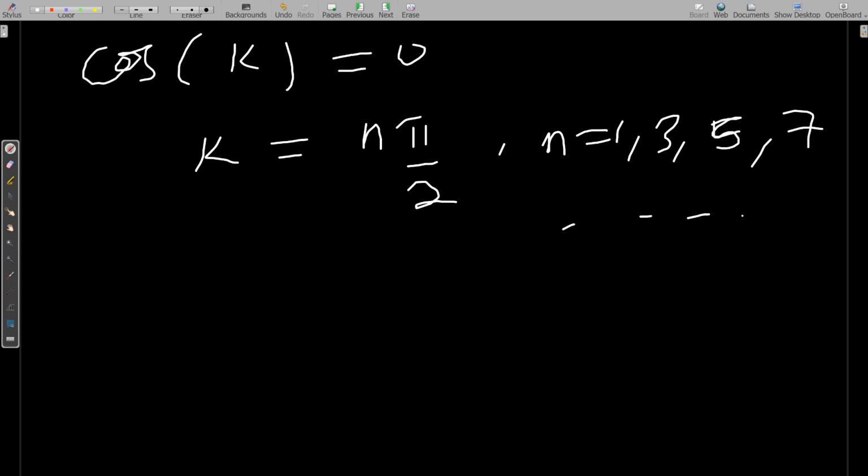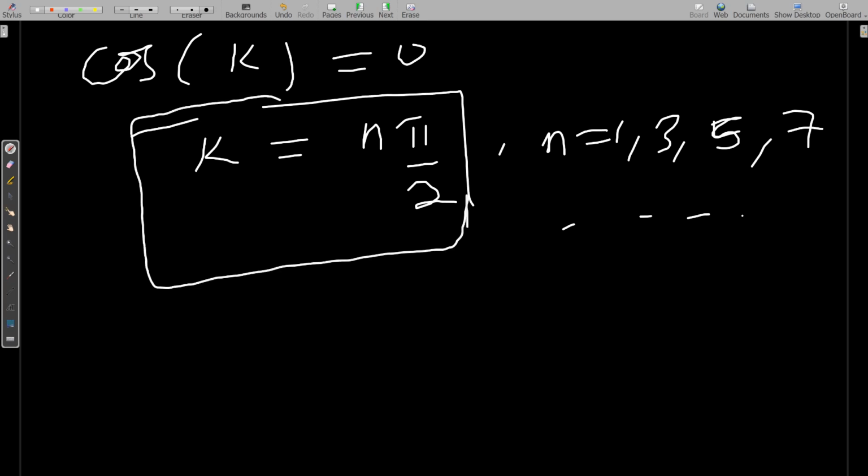So in any case, when you're solving an eigenvalue, eigenfunction problem, and you get a cos, always remember this. You equate whatever that is here to the cos inverse of 0, and the cos inverse of 0 is actually n pi over 2, where n is odd.